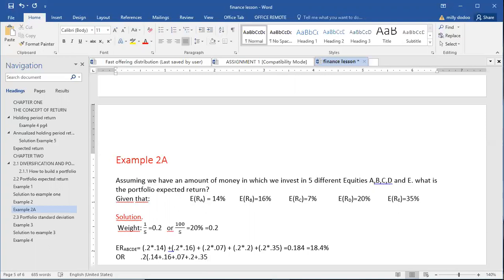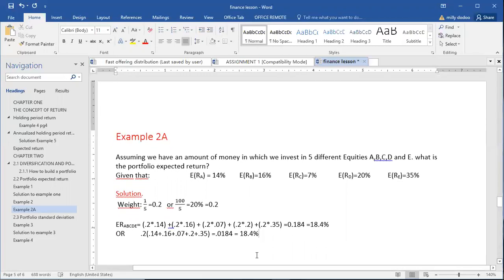So he will do all this one. Then student B will quickly get 0.184 or 18.4%. Now, take note of the second way or the second method of solving it. It doesn't work all the time.